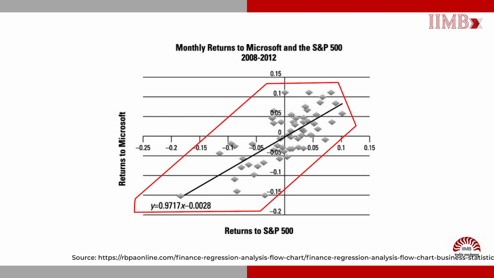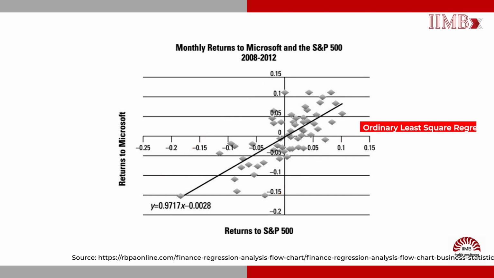The scatter plot that you see shows the Rm versus Ri values over an extended period of, say, a year or more. Using ordinary least square regression, we identify the line of best fit. The gradient or the slope of this line of best fit reflects the beta, which is essentially the sensitivity of the return of any stock to the return on the market portfolio.